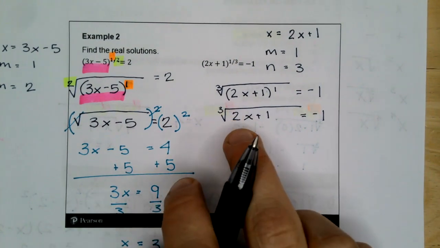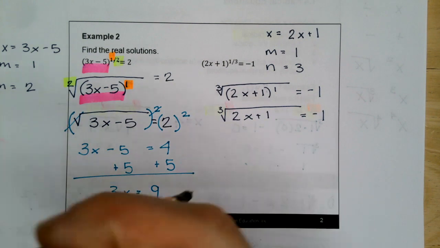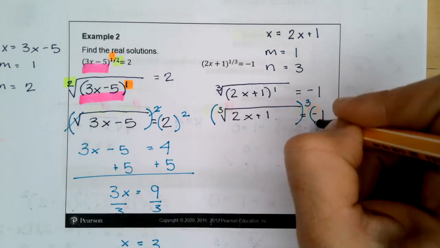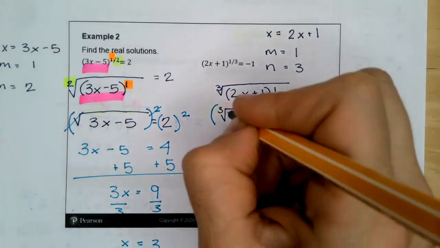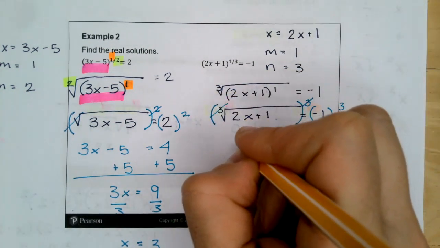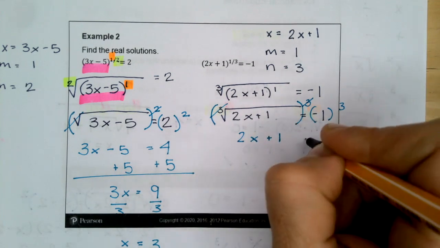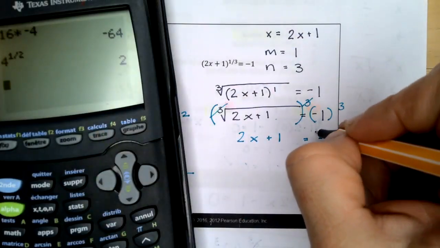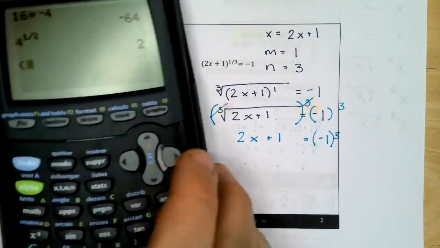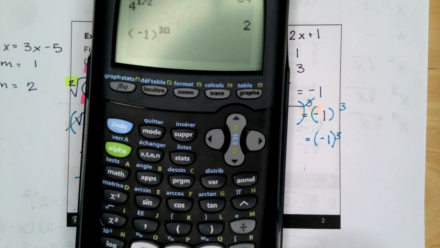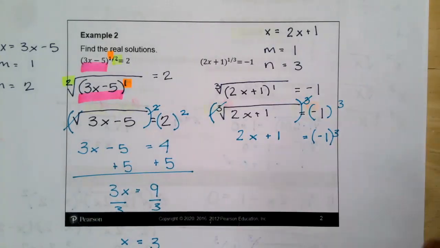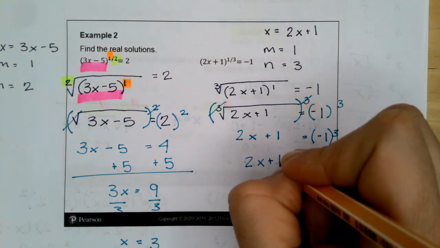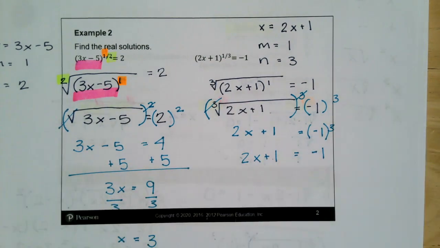Now it's isolated. We're just going to get rid of the radical. Here we're taking the third root, so I need to raise it to the third power. Anything I do to the left, I'm going to do to the right. That eliminates that, and I get 2x plus 1 is equal to -1 to the third. -1 raised to the third power is -1. So 2x plus 1 is -1. Let's just solve for x now.